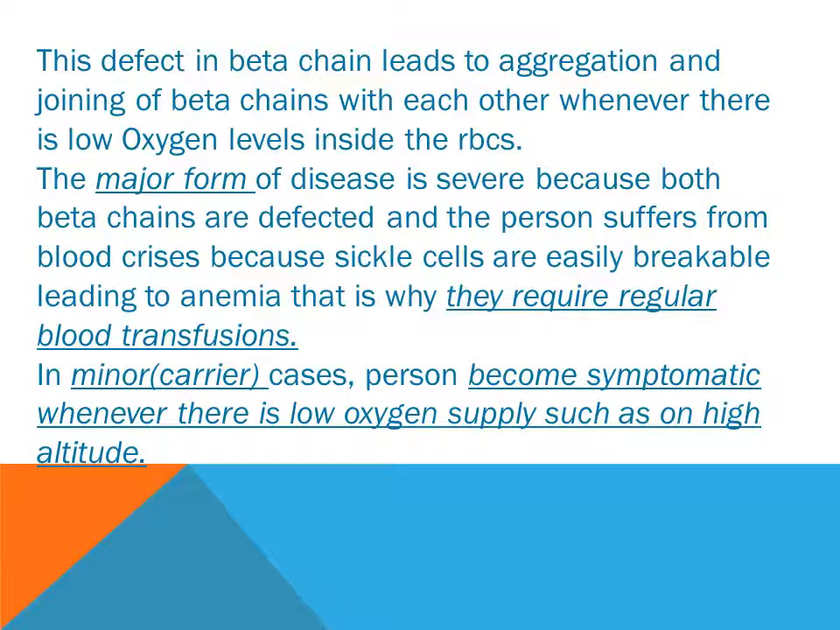This defect in the beta chain leads to aggregation and joining of beta chains with each other whenever there are low oxygen levels inside the cells. The major form of disease is severe because both beta chains are defective, and the person suffers from blood crisis because the sickle cells are easily breakable, leading to anemia. That is why they require regular blood transfusions.